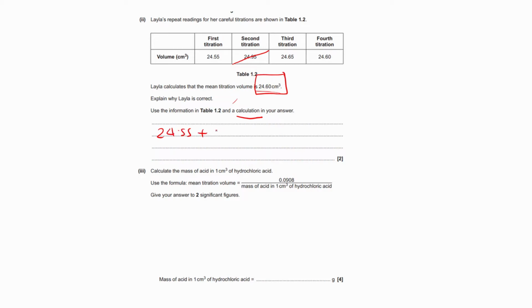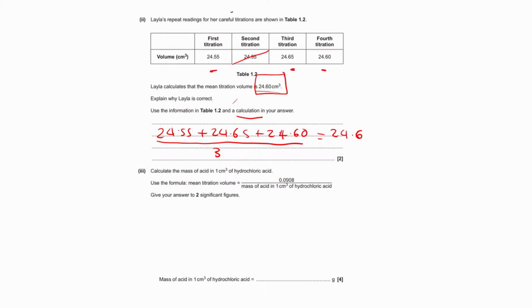For your second mark, add 24.55, 24.65 and 24.60. So you add all of these three values, you're calculating the mean of those three values, and you're dividing it by 3, not 4, because you remove that value, and that should give you 24.6, okay, 24.60.